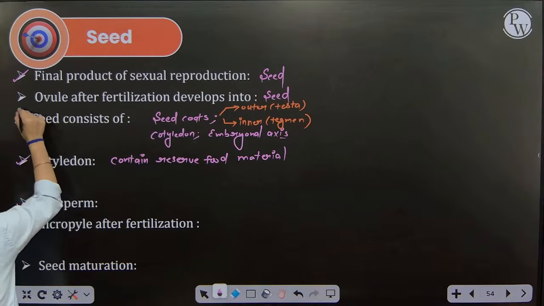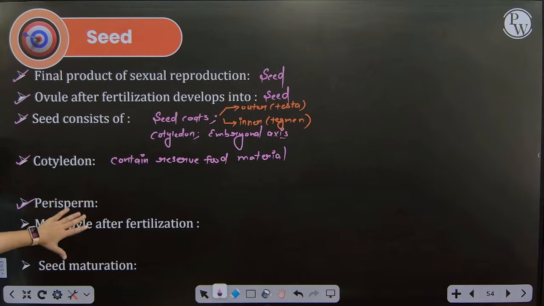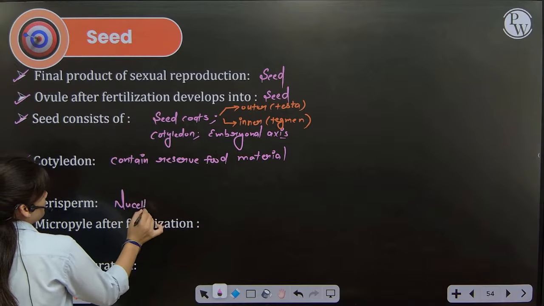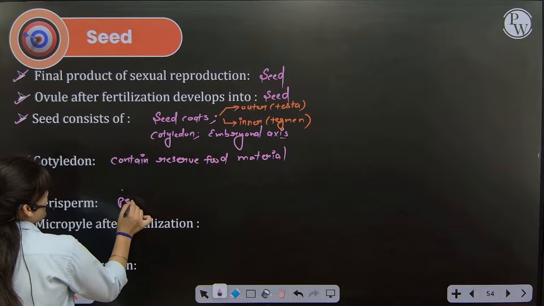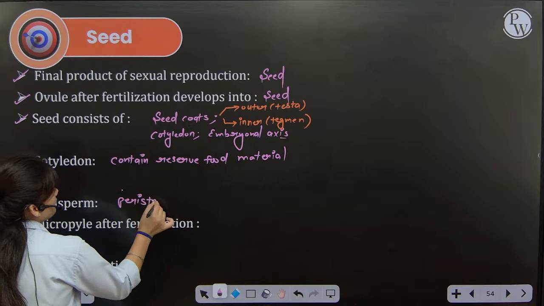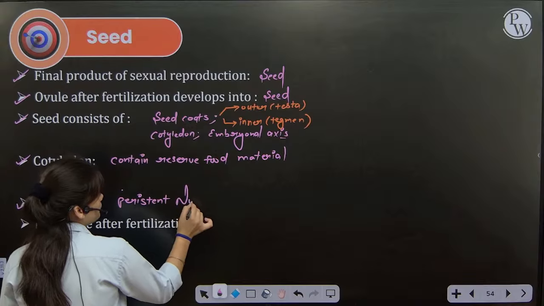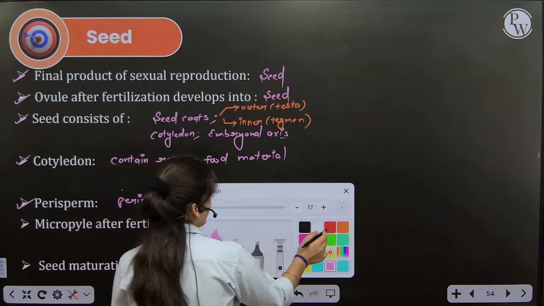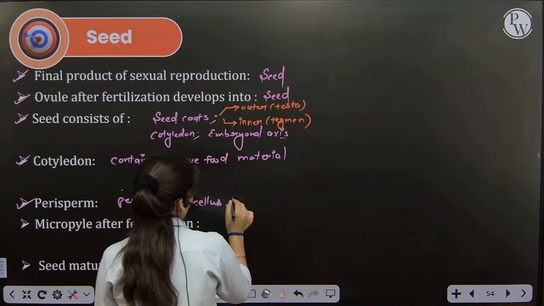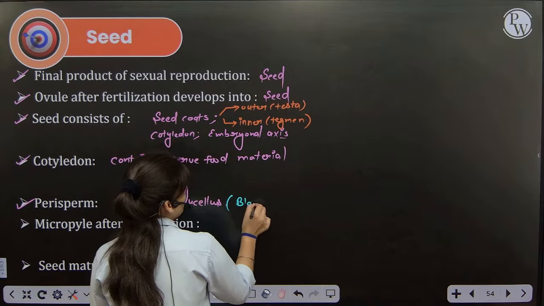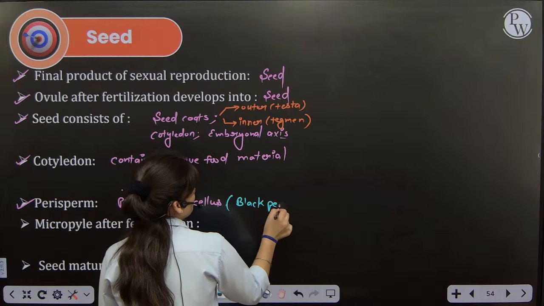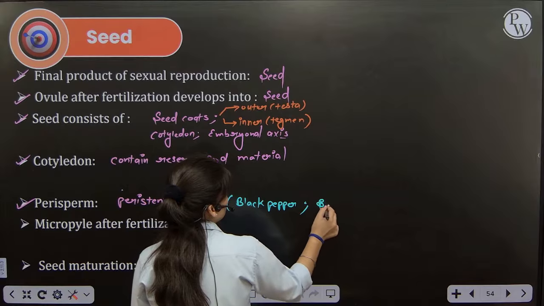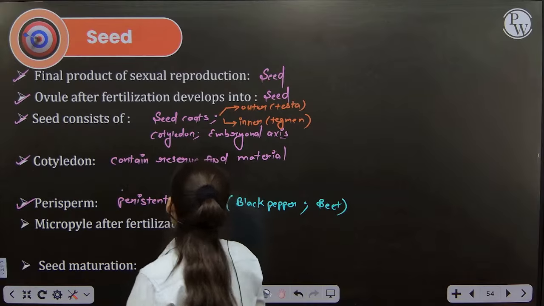Perisperm. What is perisperm? If nucellus persists, then that is known as perisperm. Persistent nucellus. Examples of perisperm are black pepper and beet. In these cases, nucellus still persists.